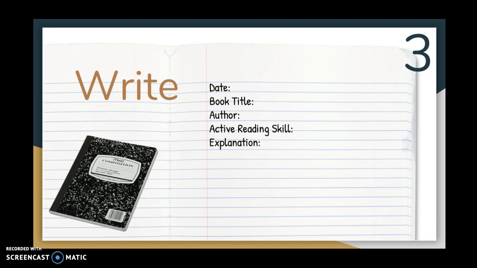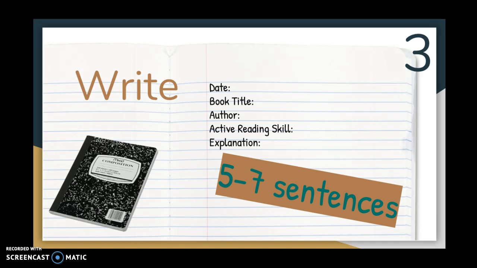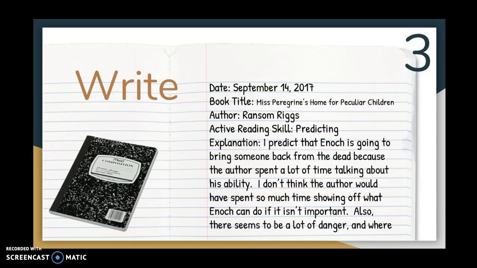You will record the date, the book's title, the author, an active reading skill, and the explanation for your reading log. When choosing an active reading skill, you'll need to use the active reading menu that can be found in Blackboard or in the front of your composition book or homework journal for ELA. As a reminder, your explanation needs to be at least 5 to 7 sentences.